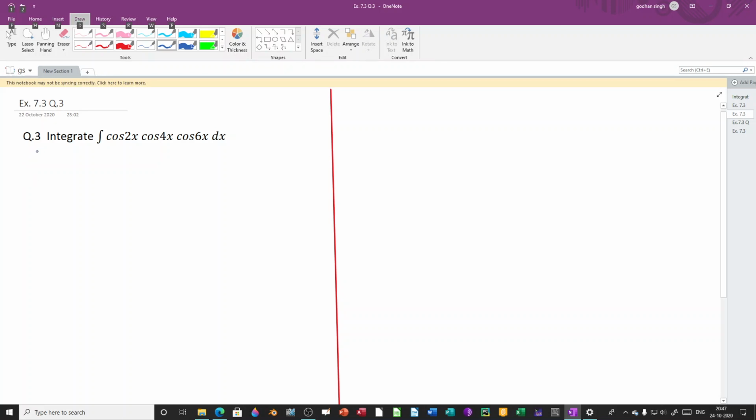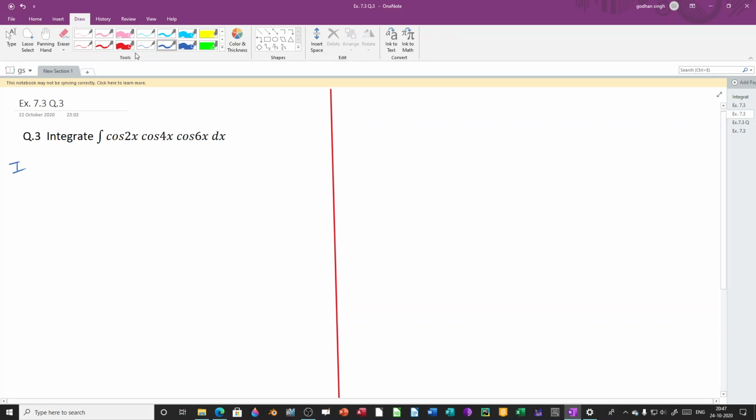Exercise 7.3, question number 3. Integrate cos 2x, cos 4x, cos 6x. So here we have three trigonometric functions: one is cos 2x, another is cos 4x, and the third is cos 6x dx. So let's solve this one.